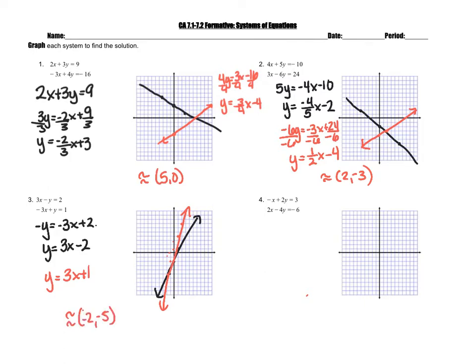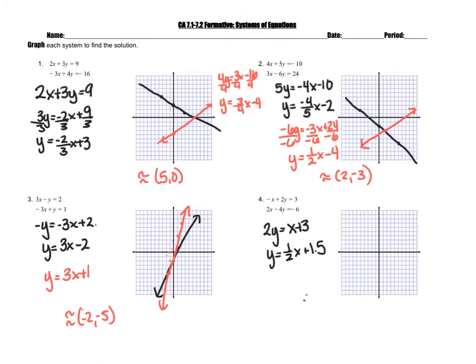And our last guy. Our first one, we're going to put in y equals mx plus b form. So 2y equals x plus 3. Y equals 1 over 2x plus 1.5. For the next one, we're going to minus that 2x. Oh, let me actually graph that first. So I'm going to start at 1.5 and count up 1 and over 2. Down 1 and over 2.